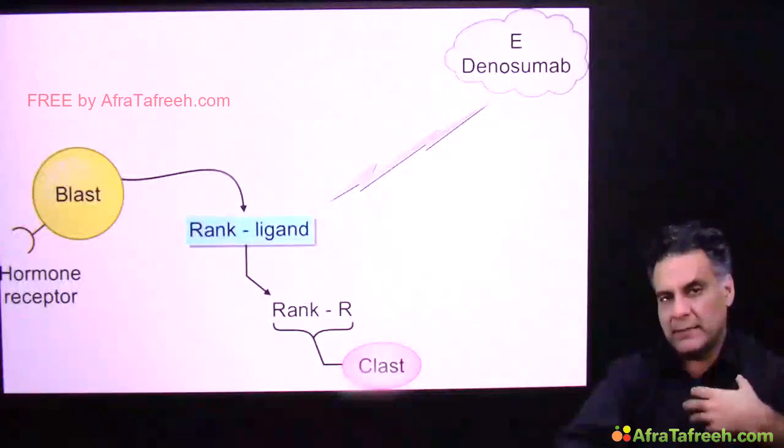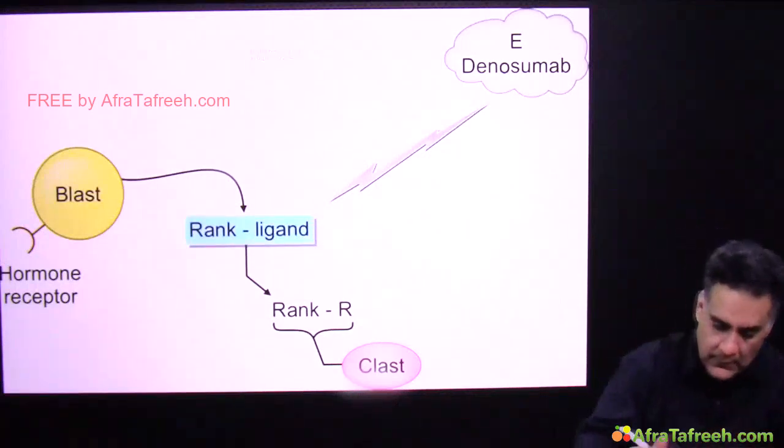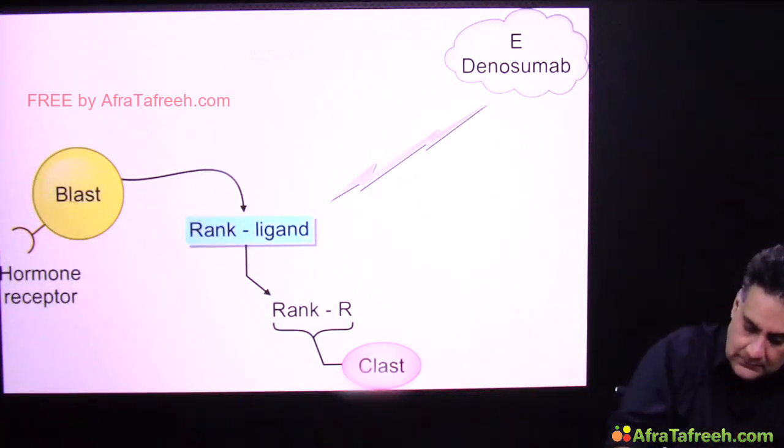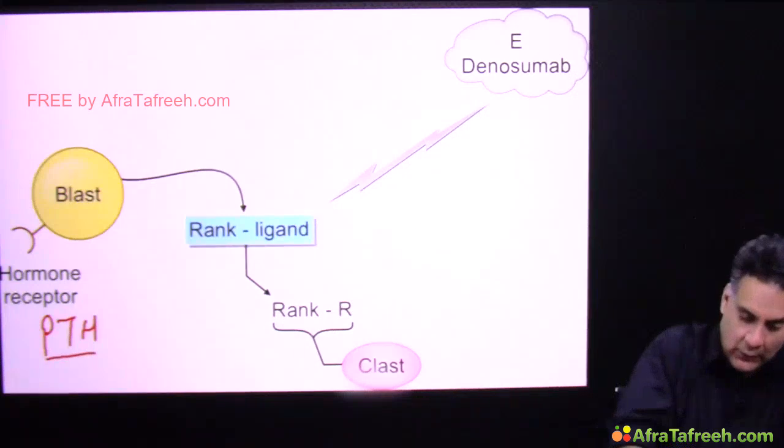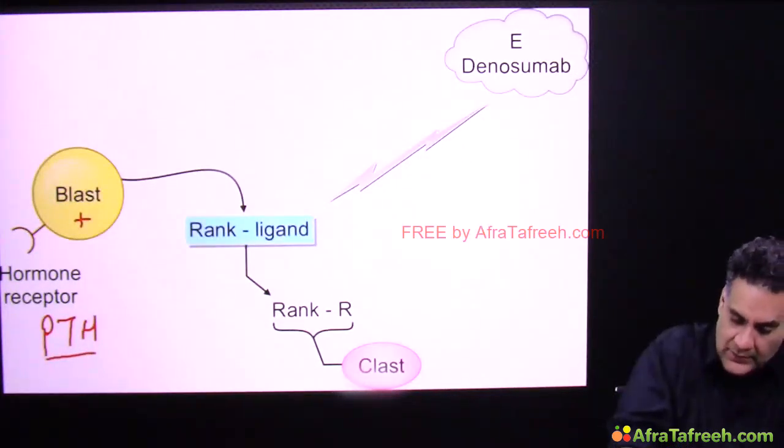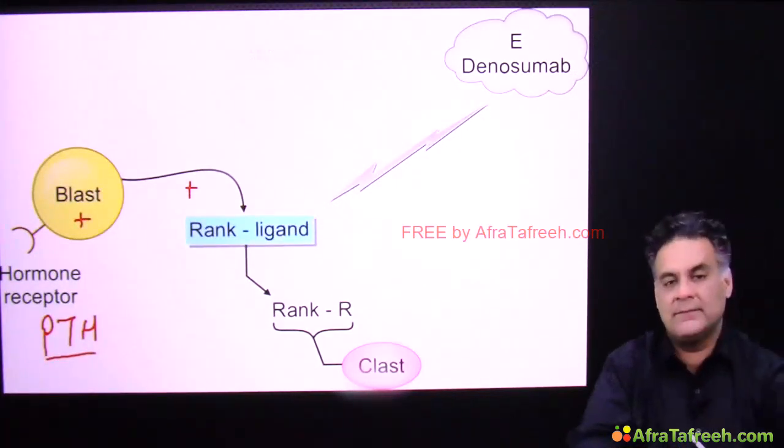Now let's talk about parathyroid hormone, PTH. PTH has hormone receptors on the osteoblast. They will go and stimulate the osteoblast, which in turn will release the rank ligand.